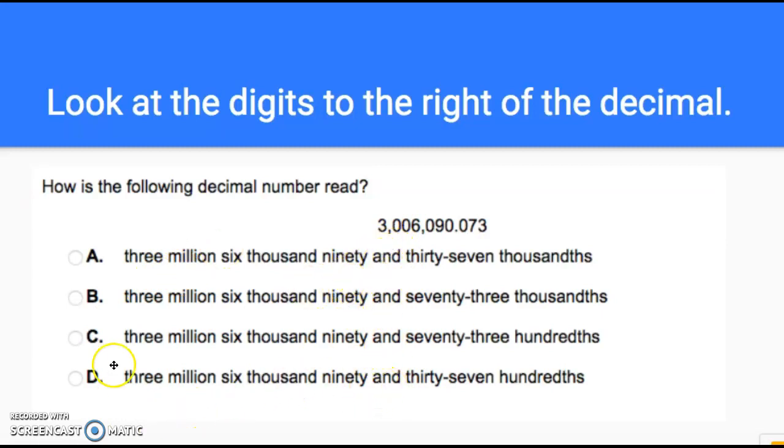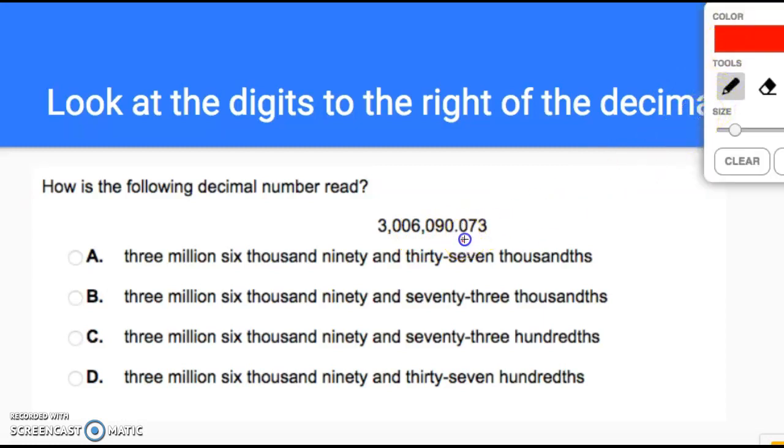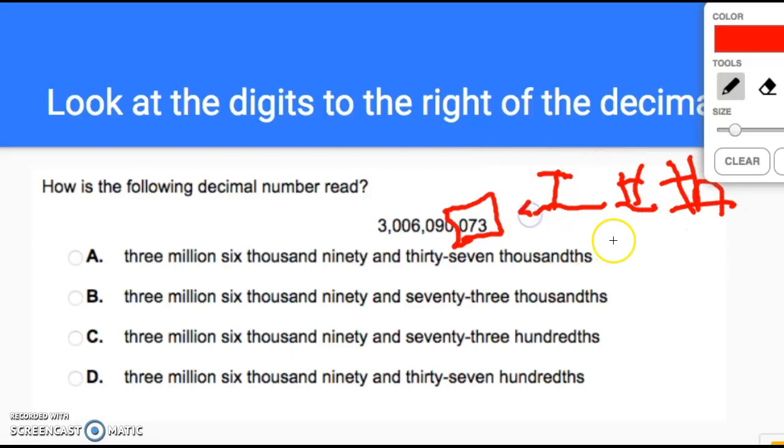3,006,090 and. That's the same. So we don't need to look at that. All we really have to do is focus on what comes after the decimal to determine the best answer here. Look at that. How many places are to the right of the decimal? There's 1, 2, 3. And we go back and look at our chart, the 3 places over to the right, this one was our tenths. One more place over was hundredths. And then the next place over was the thousandths. Everything to the right of the decimal there, okay?